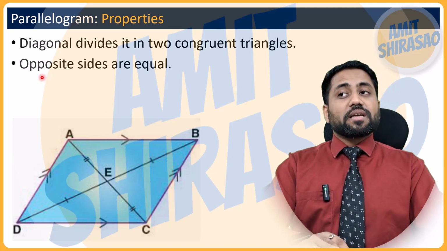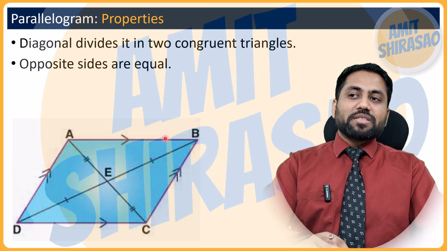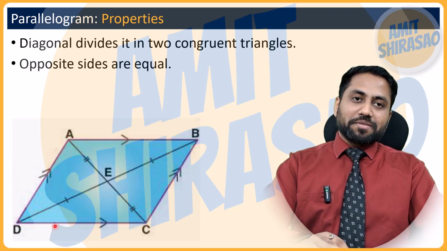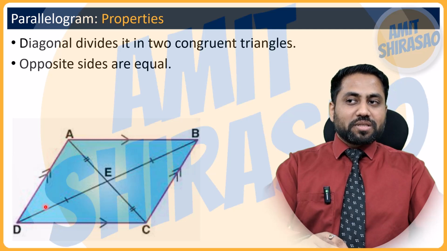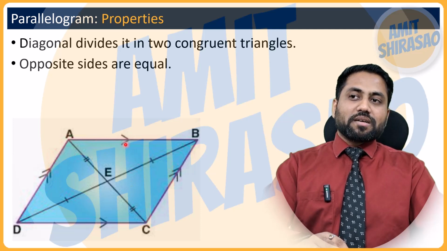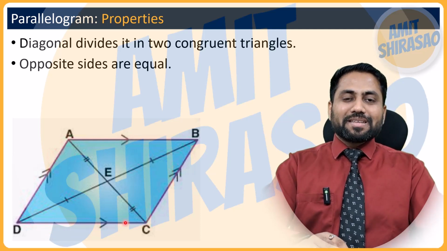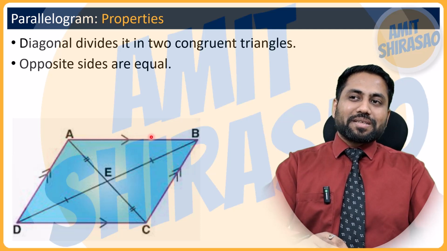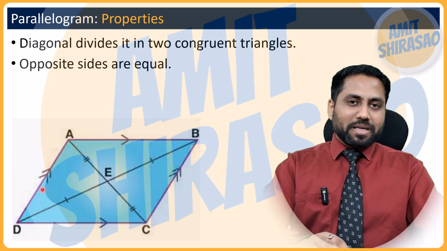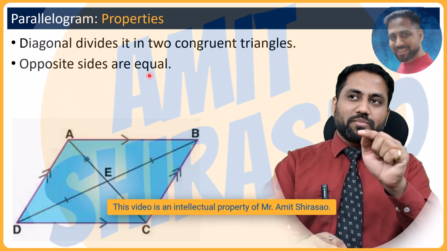Second property is opposite sides are equal. How will you prove it? Again, if this triangle and this triangle are congruent, and see this angle matches with this angle, that means this side must be matching this side, right? And similarly, if this angle is matching this angle, that means this side must be matching this side. So just because these are congruent triangles, their sides must be equal to each other, right? So this again proves the second property.